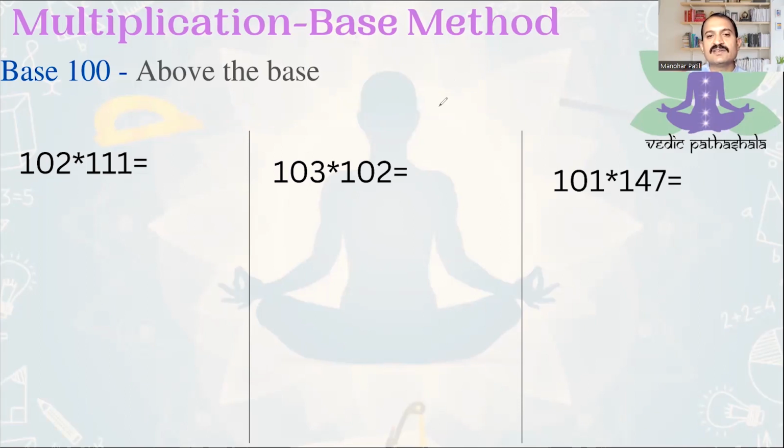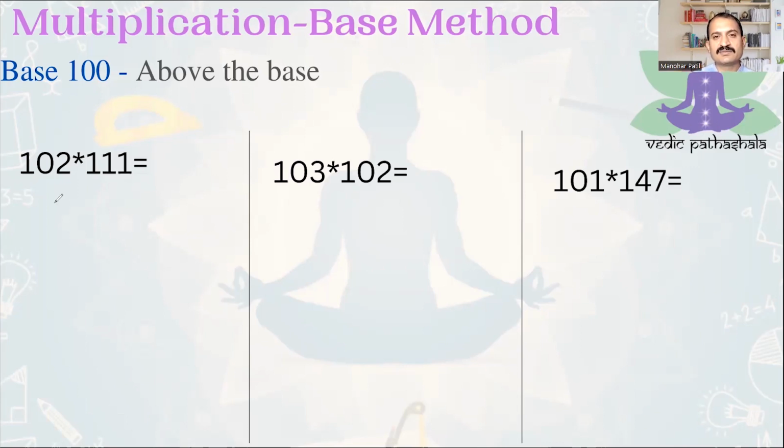First we will see one by one. First we will see the base 100. And there are also three cases: above the base, below the base, one above the base and one below the base. So we will see simple things first, so that it's easy to understand. First thing is base 100 above the base.